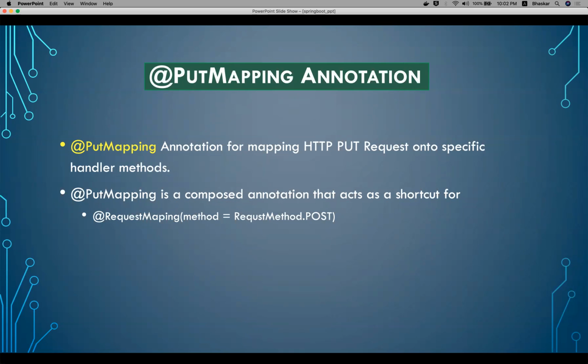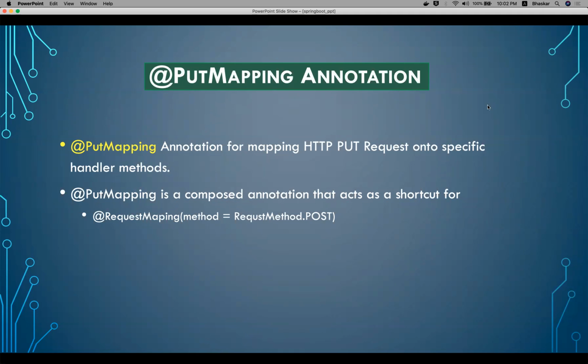All annotations will be applied in that employee project. Why do we need PutMapping? Because one record already exists in the database. Assume that you created some employee object in the previous project. If you want to update some data, then you need to use @PutMapping. These are the REST standard methods we need to use, and this is a good way of writing programs.